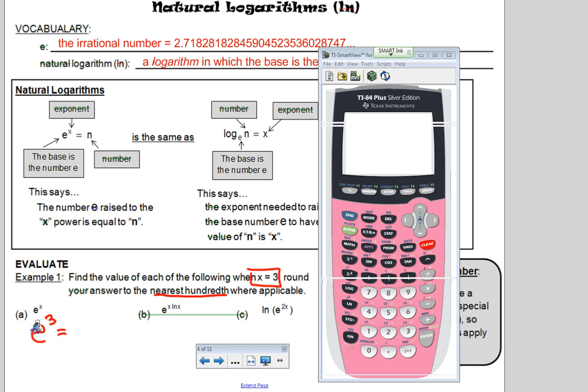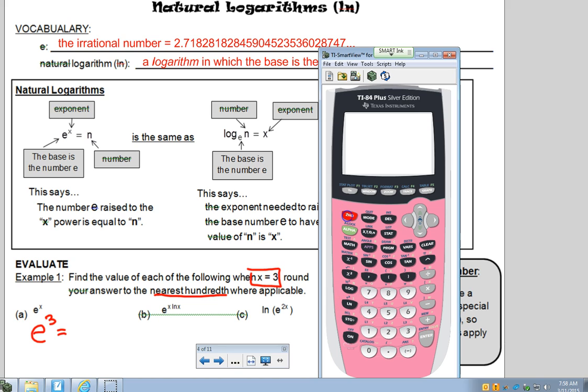On the 84 calculator, there's 2 places to find e. It's on the ln button right here. e is above that button. That means you're going to press the blue key. So second ln, and that will get you to your e. And that specifically is that special number, 2.718. All right, we're going to put a 3 in. And then there's your answer.